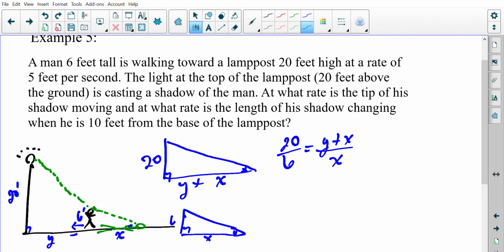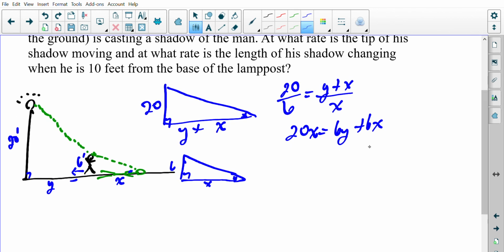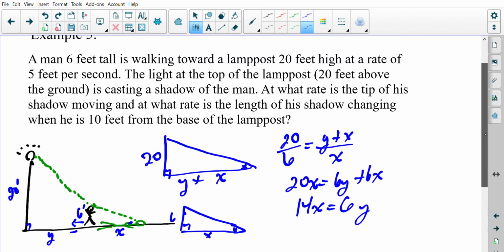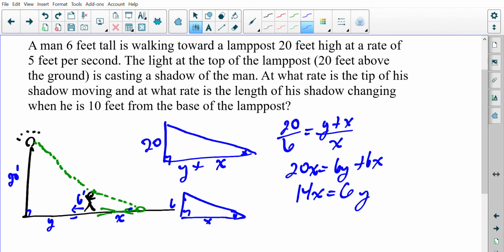I'll cross multiply and tidy this up. So 20x is equal to 6y plus 6x. Let's move the x over. So 14x is 6y. Oh, I forgot earlier on. So what rate did they give us? The man's walking 5 feet per second.